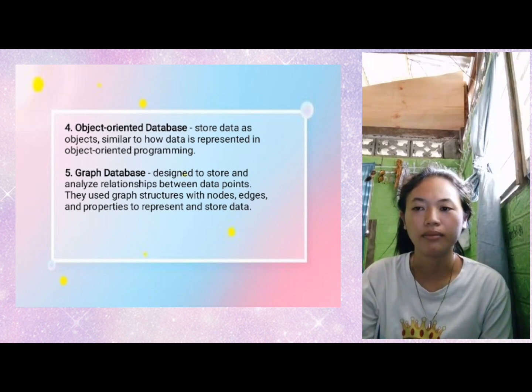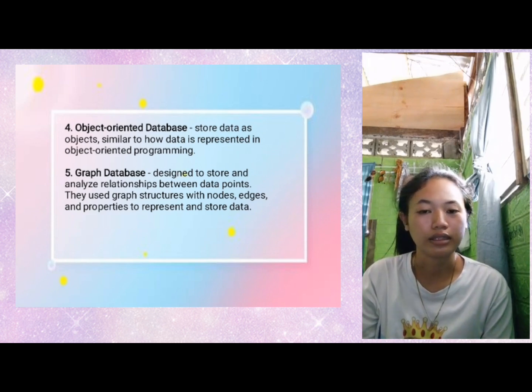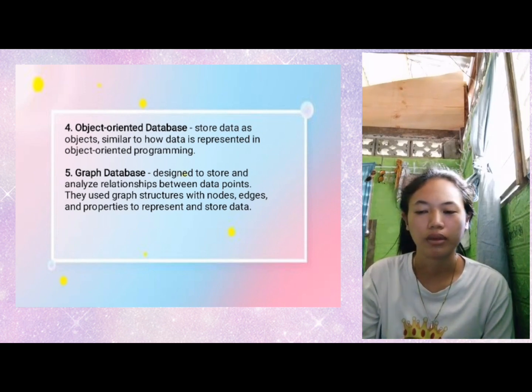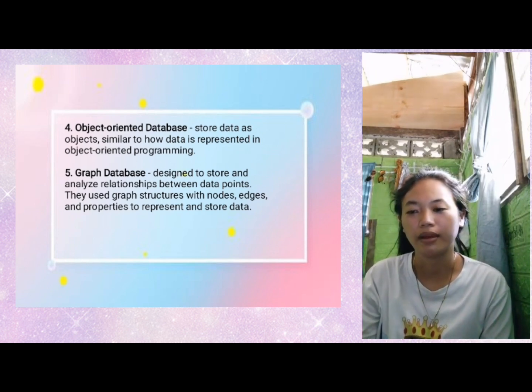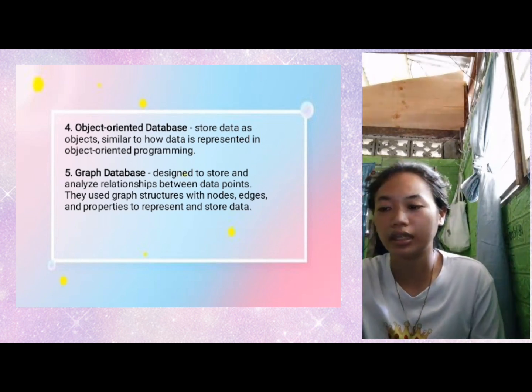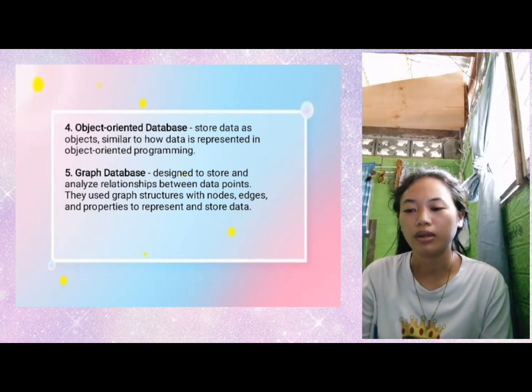Object-oriented database. Nag-iimbak ng data bilang mga bagay katulad ng kung paano kinakatawan ang data sa object-oriented programming. Graph database. Idinisenyo upang mag-imbak at magsuri ng mga ugnayan sa pagitan ng mga punto ng data. Gumagamit sila ng mga istruktura na graph na may node, gilid at mga katangian upang kumatawan at mag-imbak ng data.